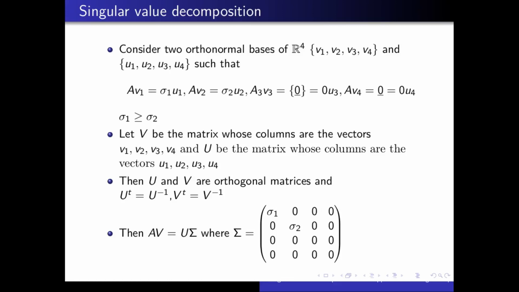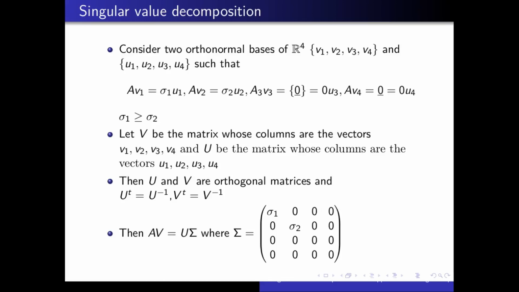So we set up a matrix V whose columns are the vectors V1, V2, V3 and V4. And we also set up another matrix U whose columns are just the vectors U1, U2, U3 and U4. So we have two 4x4 matrices. Now, since the bases are orthonormal, these matrices will end up being orthogonal, and therefore just to get the inverse is as simple as getting the transpose. And they are connected as follows. If you multiply A by V, it should be equal to U multiplied by sigma, where sigma is the matrix shown with the leading diagonal having sigma 1 and sigma 2 as the first two elements and zeros everywhere else.